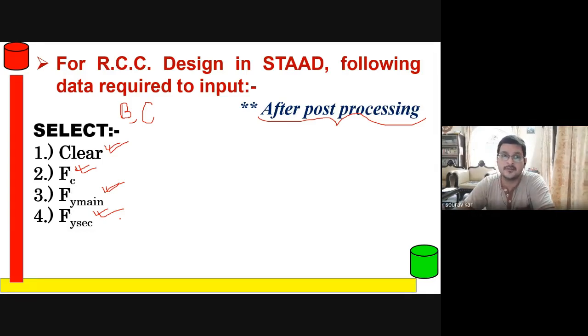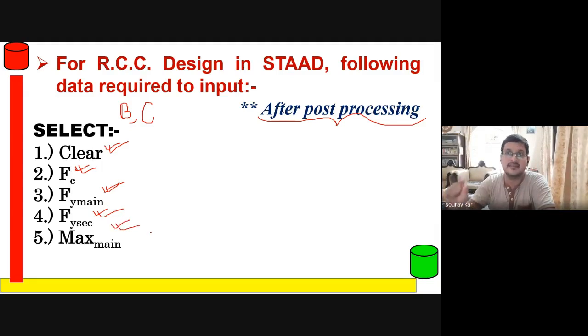For beams and columns, FY secondary is basically the grade of steel. Mainly in our problem, the grade of steel remains the same. If you are using Fe 415, it will be 415. So that is the grade of steel for secondary reinforcement. Max main. What is max main? Max main is basically the maximum diameter of the main reinforcement bar.